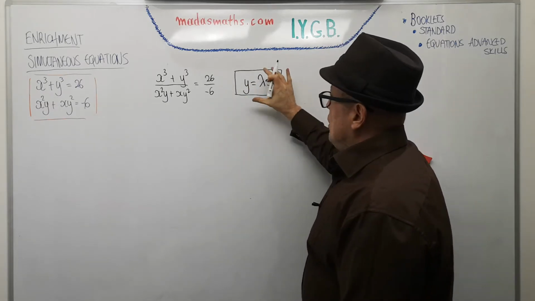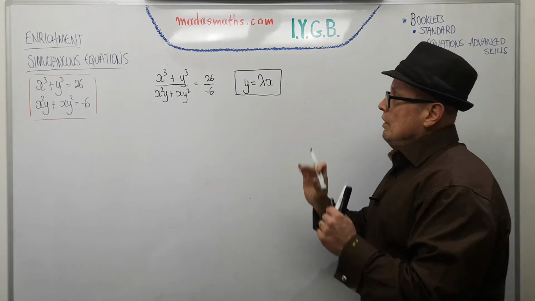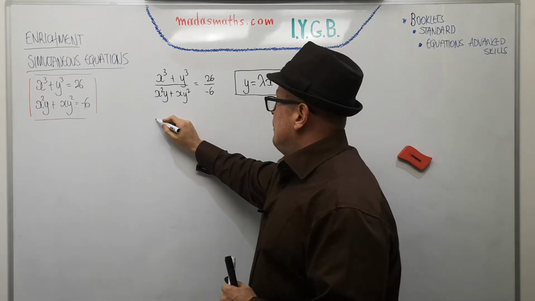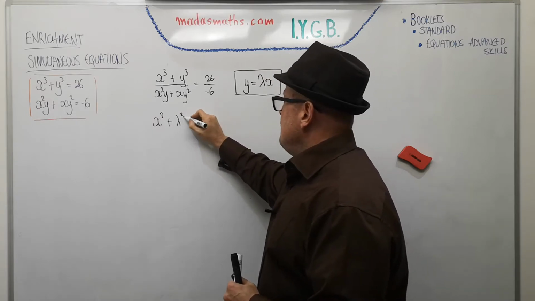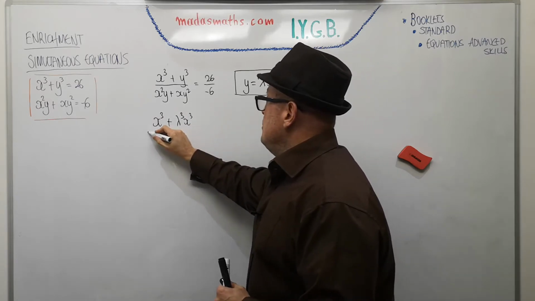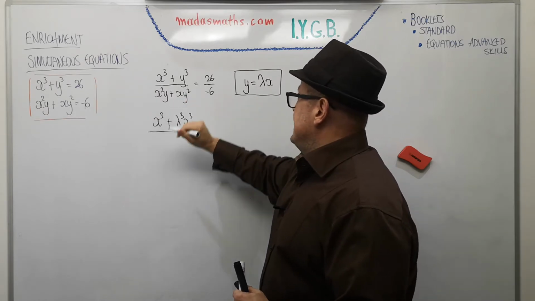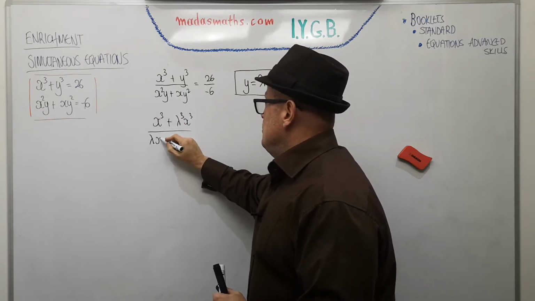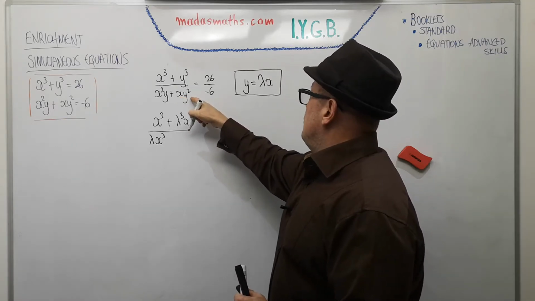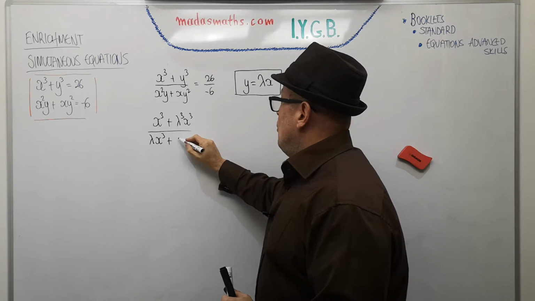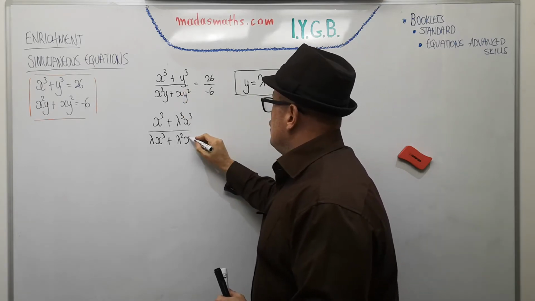So I'm going to substitute this particular thing into my equation, which has now reduced to a single equation, and see what happens. x cubed plus lambda cubed x cubed over, I'm going to get a lambda x in there, so it's going to be lambda x cubed. And here I'm going to get a lambda squared for squaring that, so plus lambda squared x squared times the x cubed.